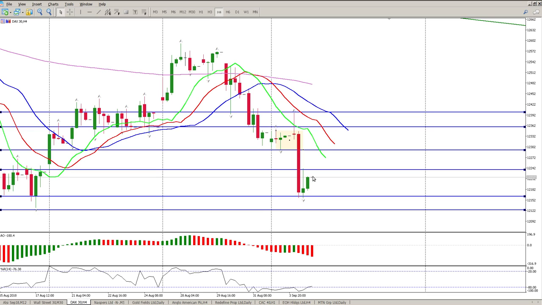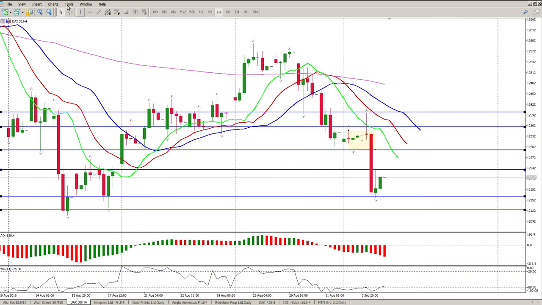What I'd like to see is another pullback to form and give us another signal. So we do have an inside bar here. From a technical point of view, we've got an inside bar, so we've got a double inside bar. So there is a potential that this is a bottom, but I'd like to see another move down, consolidate before loading up on a long.